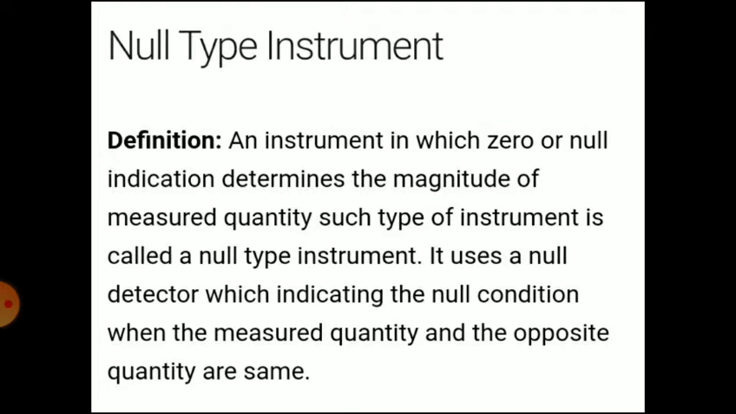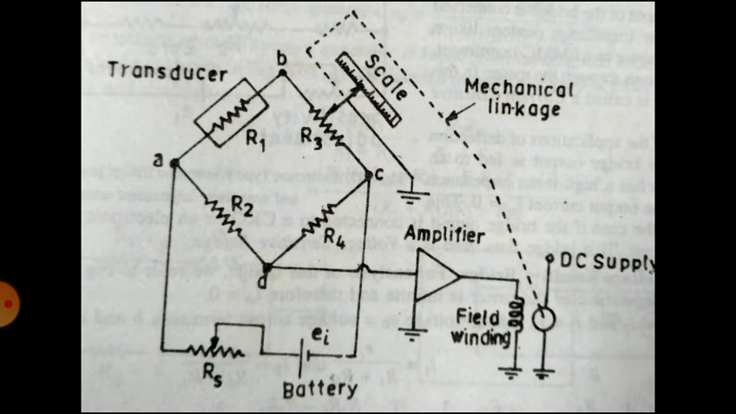Now the types of Wheatstone bridges. The first type is the null type bridge. An instrument in which a zero or null indication determines the magnitude of the measured quantity is called a null type instrument. It uses a null detector which indicates the null condition when the measured quantity and the opposite quantity are the same. You can see the diagram of the null type bridge. It is a self or automatic balancing bridge.